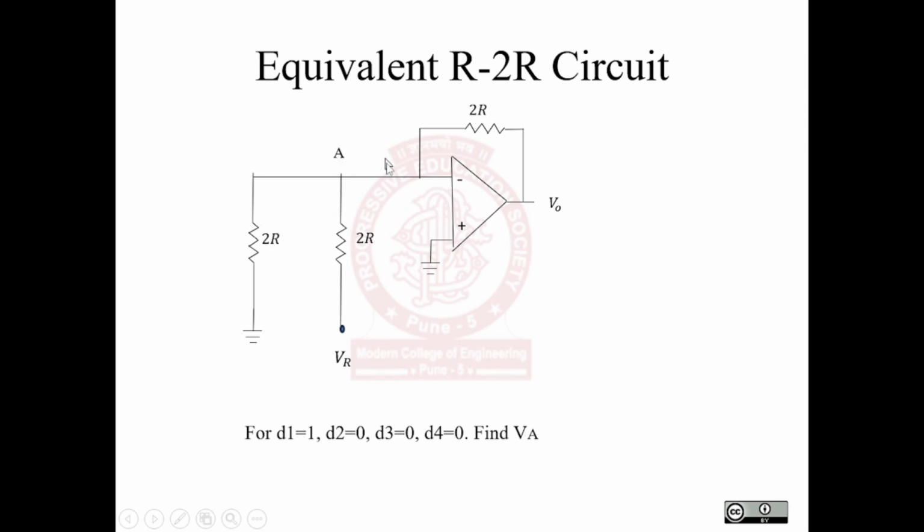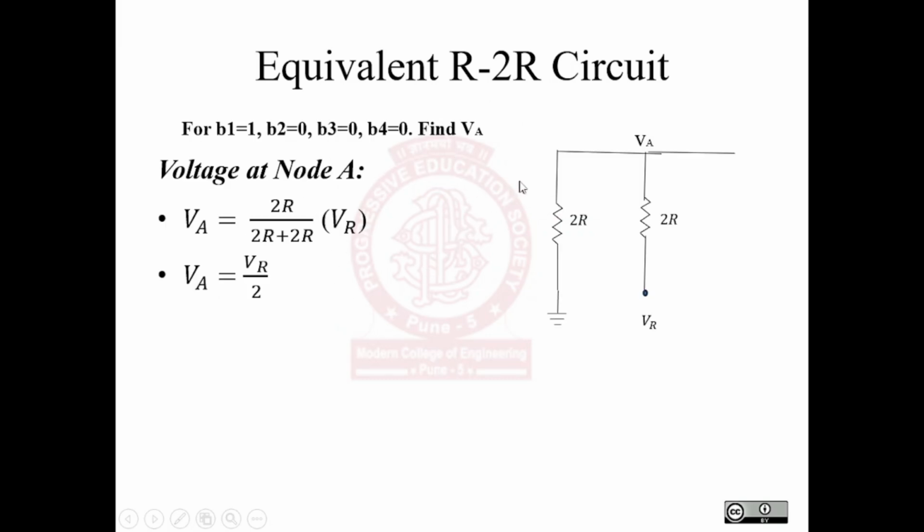Now we will concentrate only on this particular circuit. So the voltage at the A terminal, where we have 2R which is connected to VR and another 2R which is connected to the ground. So voltage at node A, that is VA, is equal to 2R upon 2R plus 2R into VR. So 2R upon 4R into VR, which gives us VR upon 2.